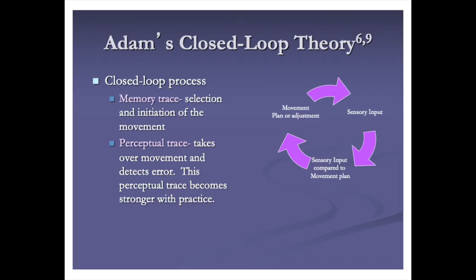So if you look at the image on the right, we're going to start where it says movement plan, and the first time you use it, it's a movement plan. So the memory trace pulls up this movement plan and you initiate it. And then as you're moving, you get sensory input in response to that movement. That sensory input is then compared to the perceptual trace that you've formed, and then that perceptual trace takes over and does movement adjustment as you're going around in the circle. And then you keep going around and around as the movement is going on.